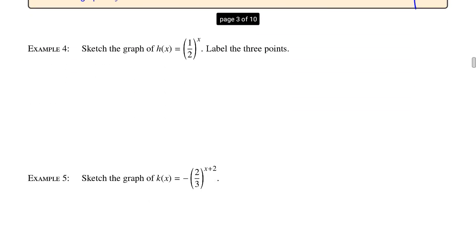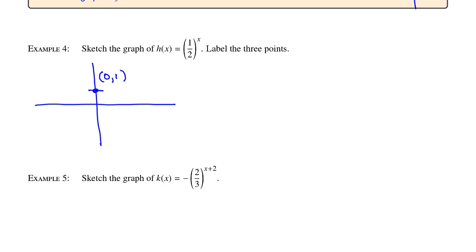Sketch the graph of h of x, which is equal to 1/2 raised to the x power. So we have the decreasing graph. So let's compute. 0, 1 is one of the points on the graph. 1, a is another point. Well, now the a is a half, so it's between 0 and 1. So it goes right there.